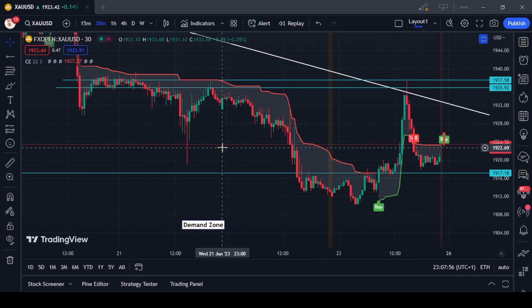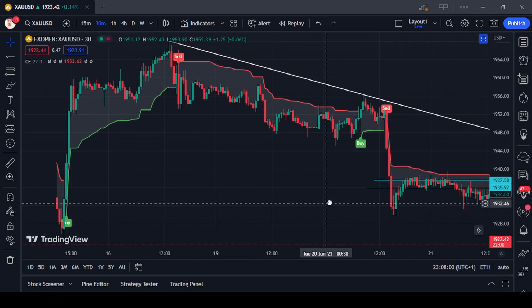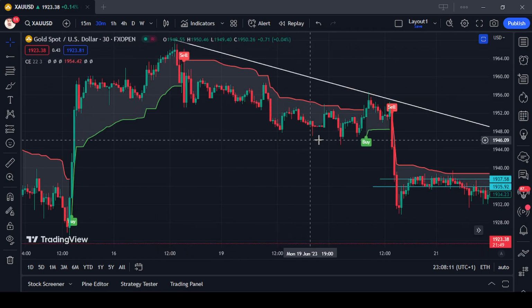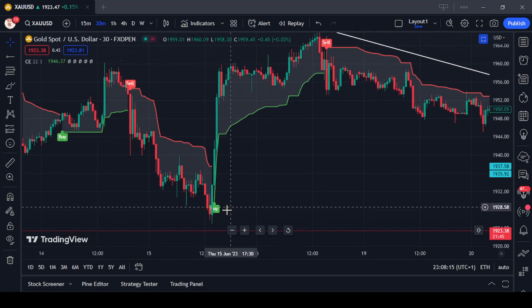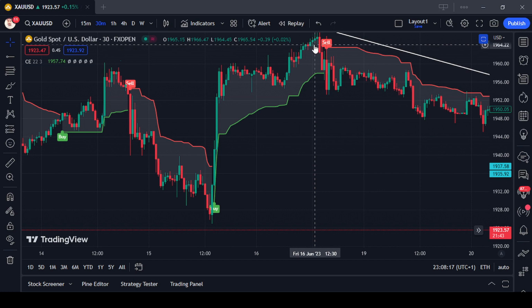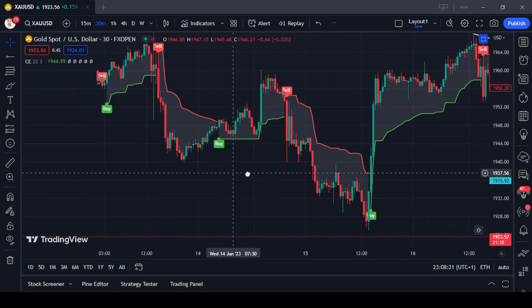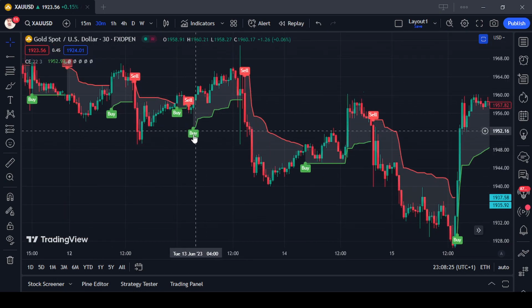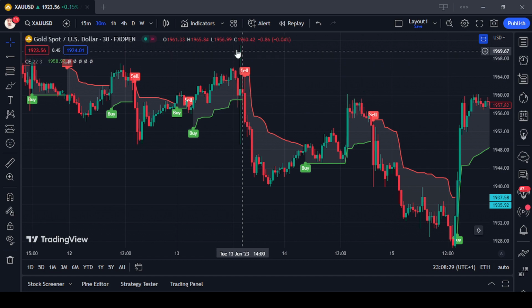So this indicator gives 99% accurate signals. You can see the sell signal here, profited a lot. In the previous history, buy signal here, profited a lot. Sell signal here, profited a lot. Buy signal here, profited a lot. Sell signal here, profited a lot. So this indicator is basically giving signals with 99% accuracy.